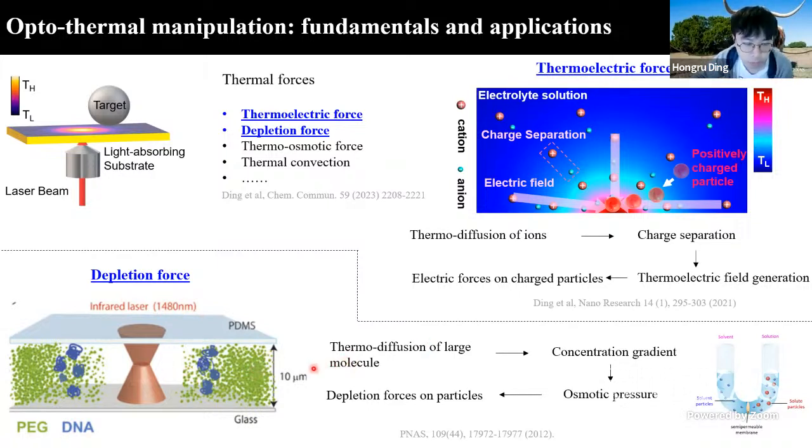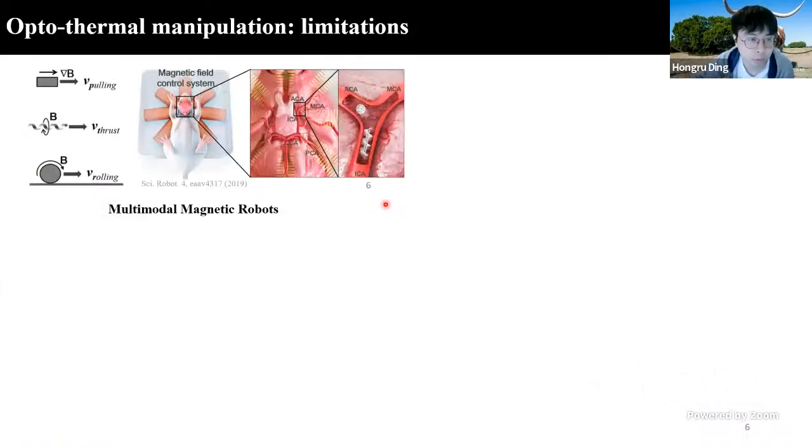Again, there's a temperature field, and the temperature field makes the large PEG molecules diffuse to the cold end. As you can see, there are more PEG molecules here. Then we have a concentration gradient of the PEG molecules. As we know, if there are a lot of solute particles in the solvent, there is larger osmotic pressure on the membrane. Similarly, there will be larger osmotic force on the DNA molecule. So that's the depletion force. Those two forces are very important in my two projects, and that's why I make a brief introduction here.